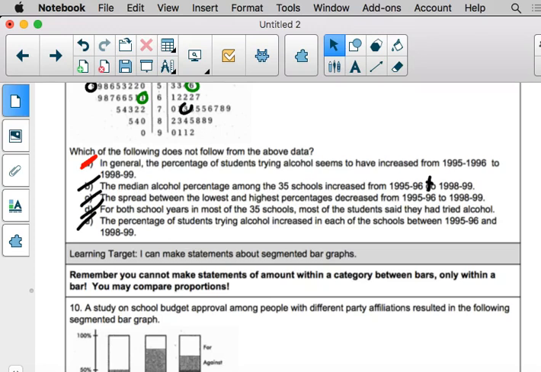Again, to say whether they're equal or not, we need to know that it's the same amount of people in each category. You can't compare amounts of people, number of people, without knowing that the total was the same.